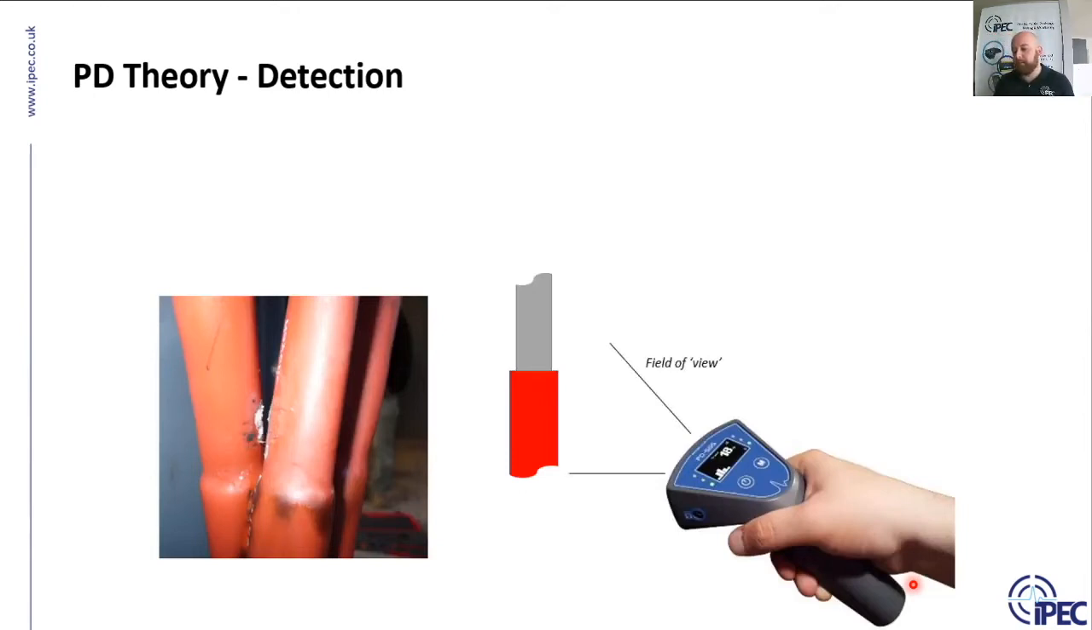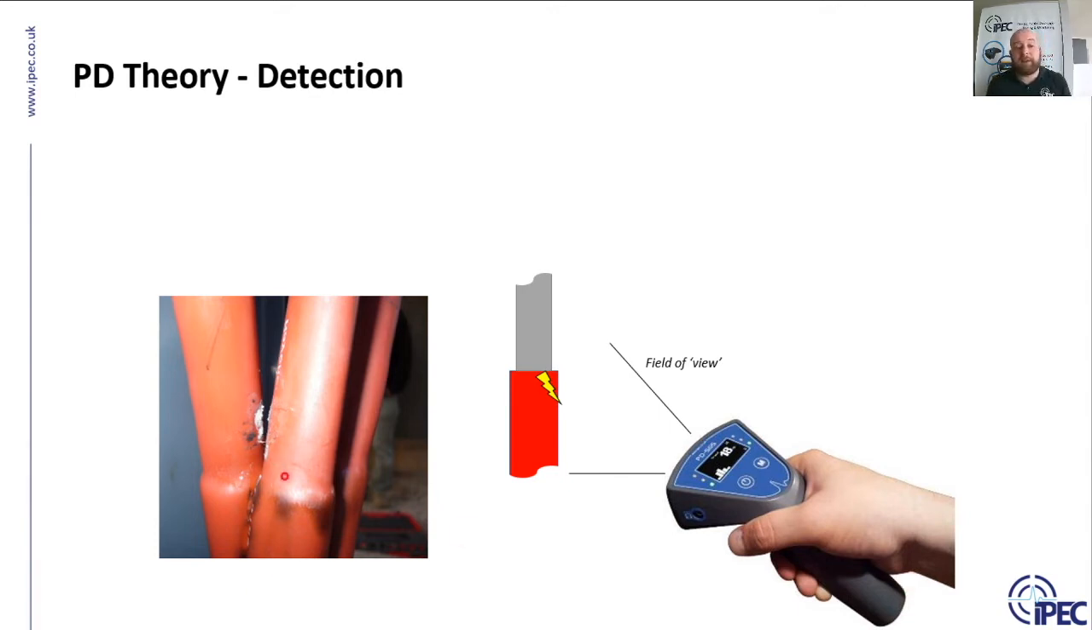Here's another animation. Ultrasonic sensors are very directional, it must be noted. So they generally have a field of view of about 30 degrees. And so they're good for about 2 or 3 meters, and they're very directional. So the nice thing about ultrasonic is your location is conducted at the same time as your testing, if you like. So as you swing the device around, you're pinpointing the location as well.